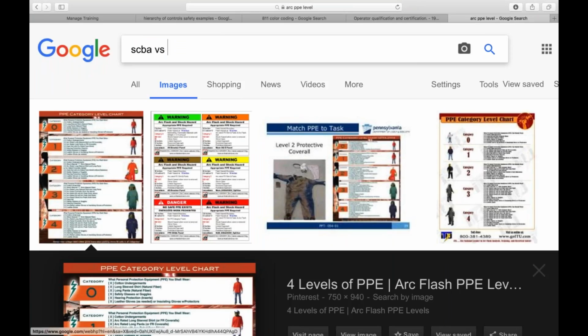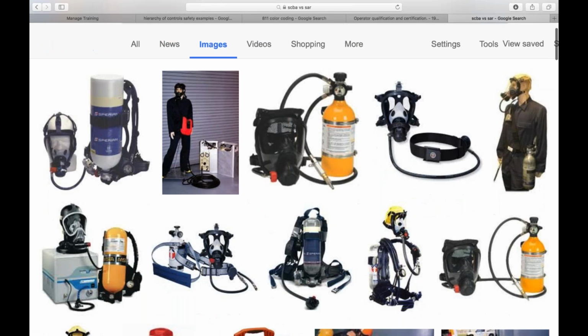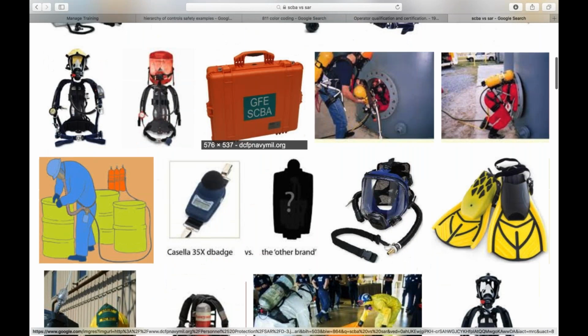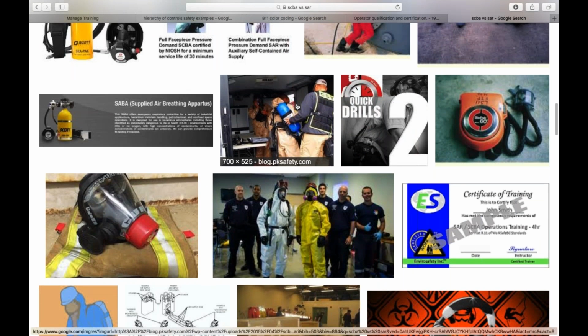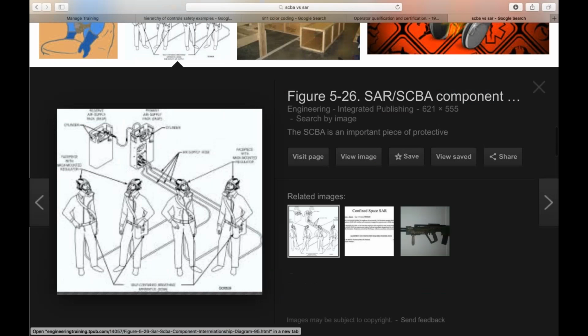SCBA versus SAR. Do y'all see how much stuff is actually on Google as long as we know how to search it, right? Like I said, I spent a lot of time searching this stuff, so it's become pretty common to me now. But just so you guys see, once you start getting comfortable with the terms, it makes it a little bit easier to search. Okay, so here's SAR, right?